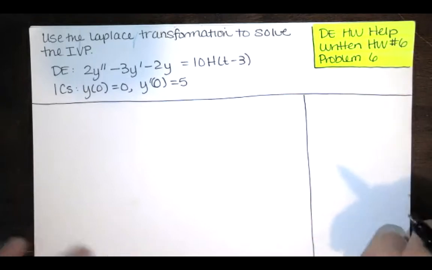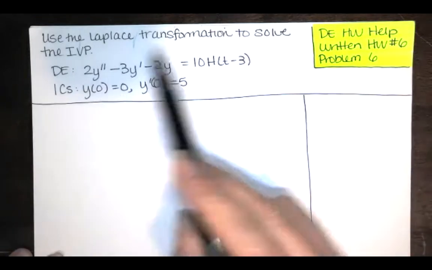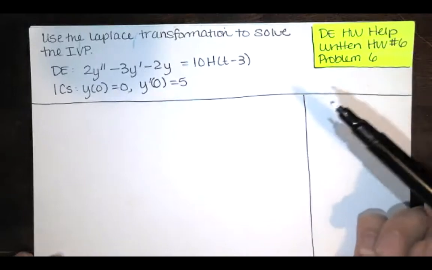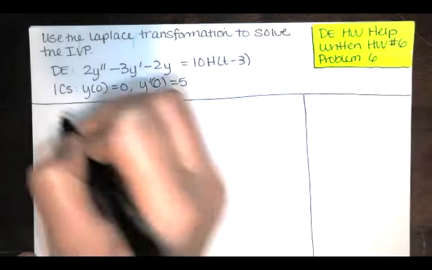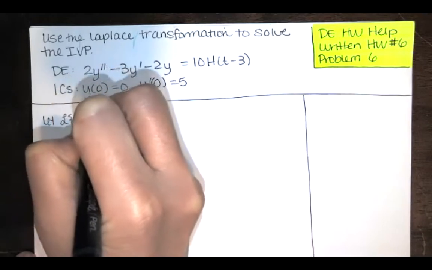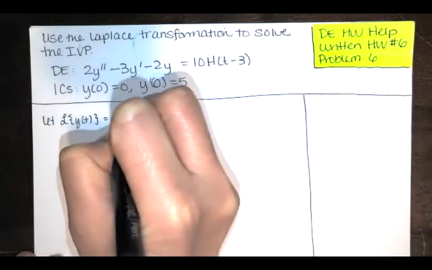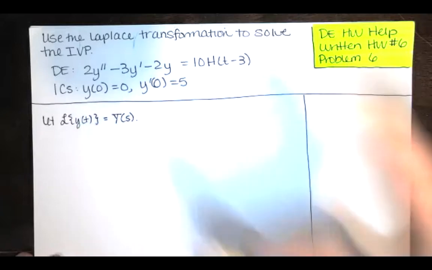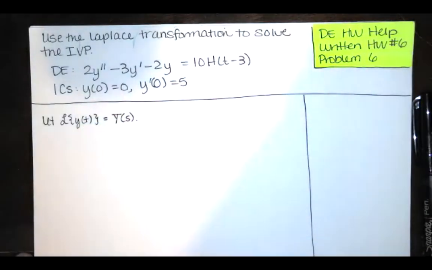So we always start by introducing our notation. We're looking for a function y of t. So we're going to let the Laplace transform of lowercase y of t, or little y of t, equal big Y of s. We always start that way because we like to introduce our notation.